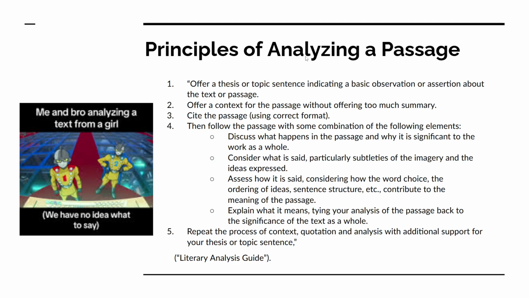We want to say, I know the text didn't blatantly say it, but it's insinuating that cats are better than dogs when it said X, Y, and Z. Maybe the imagery is telling me that they like the cats better than the dogs, and so do I. So, then you're going to repeat that process. You're going to take your context, you're going to quote it, and then you're going to analyze it by giving some additional support for your thesis and topic sentence.